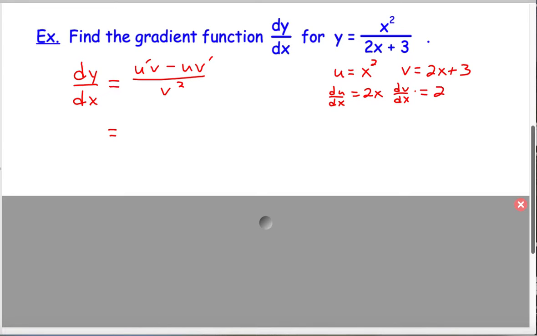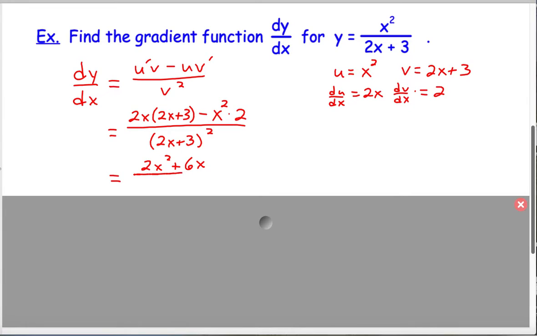So the derivative of u is going to be 2x times the second function, which is 2x plus 3, so I'll put that in parentheses, minus the first function, which is x squared, times the derivative of the second function, which is 2, all over the second function squared, so 2x plus 3 squared. Now we can clean this up a little bit. If I distribute in the numerator and combine like terms, I'm going to have a 4x squared minus 2x squared gives me a 2x squared plus 6x over 2x plus 3 quantity squared.